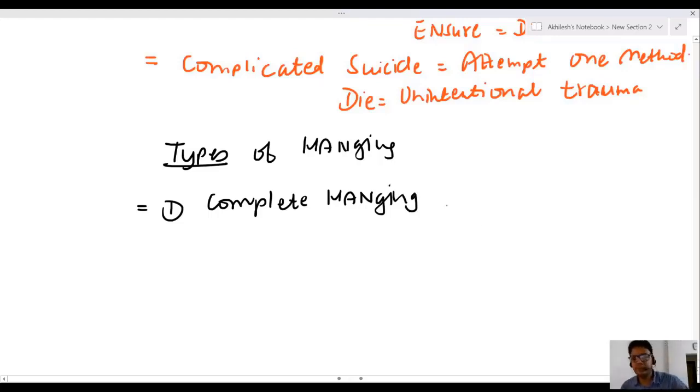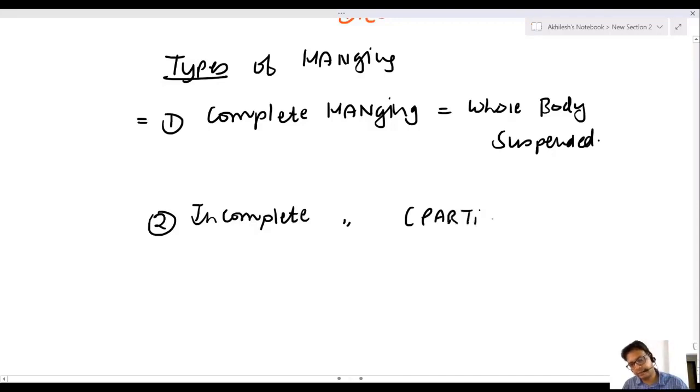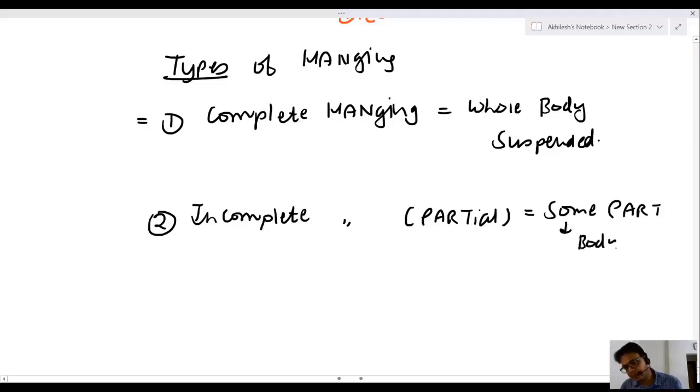Complete hanging: the whole body is suspended. It is complete hanging. Second is incomplete hanging. Incomplete hanging is also known as partial hanging. In partial hanging, some part of the body is touching the ground. This is partial hanging or incomplete hanging.